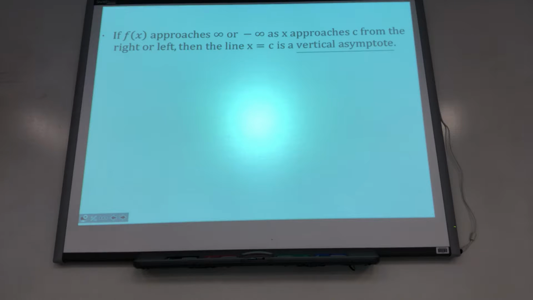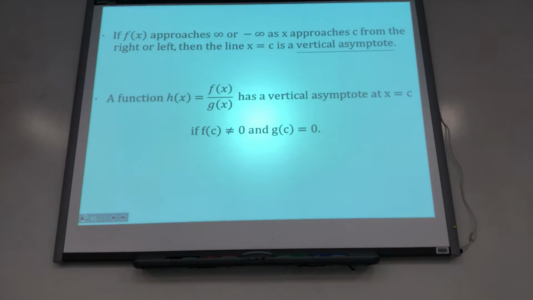Now, I've also got something up here to show you that will kind of help us when we start to do our examples. So after this part, we should be good to go with the directions. But it says a function h of x equals f of x over g of x, they're all rational functions here, has a vertical asymptote at x equals c if f of c does not equal 0 and g of c does equal 0. Make sure you have that in the right order.